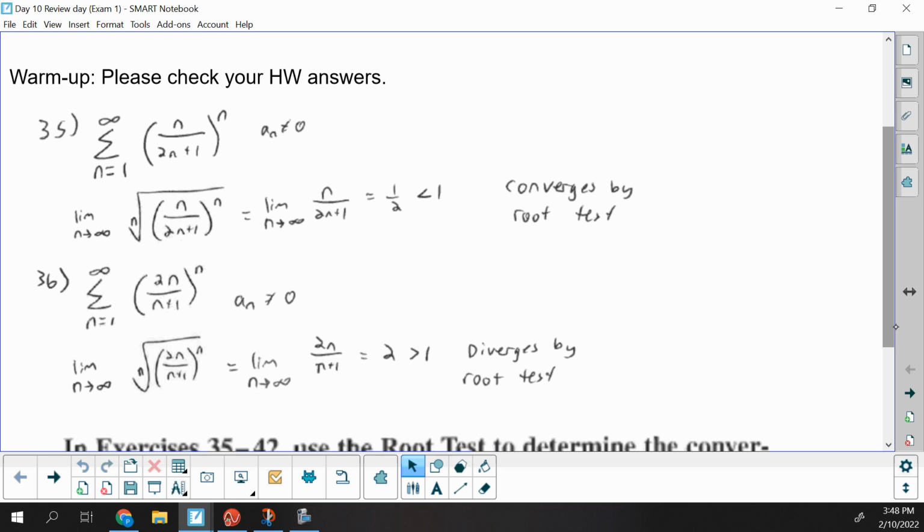Limit as n goes to infinity of the nth root of our expression. We eventually get something with the same degree, so the ratio of leading coefficients is a half. Because that's less than 1, we would say it converges by the root test. Similar idea in 36, but this time the ratio of leading coefficients is 2, which is greater than 1, so we would say it diverges by the root test.